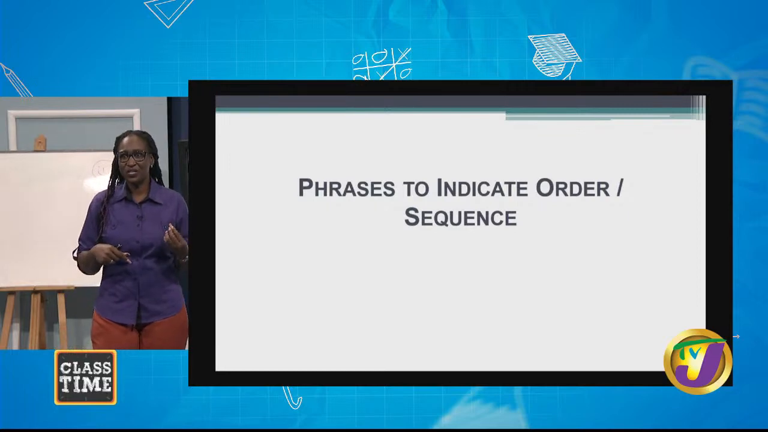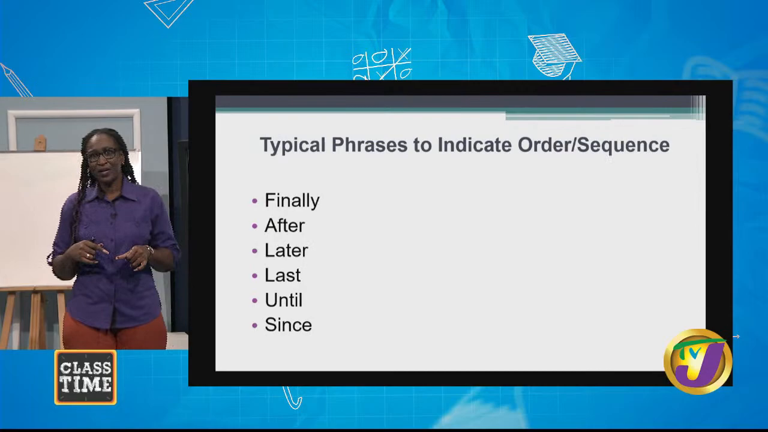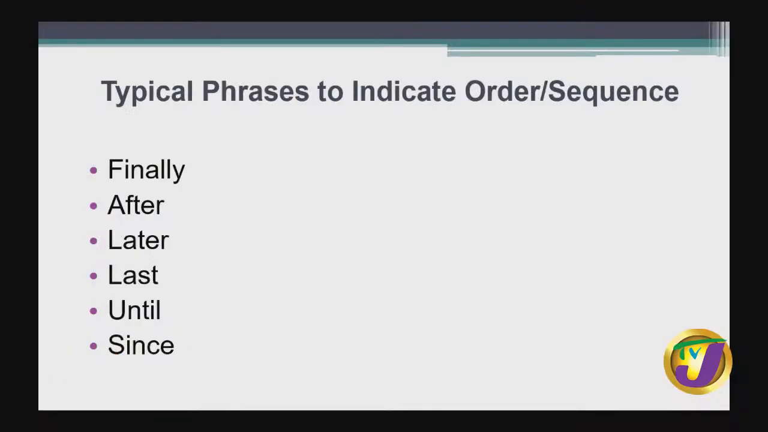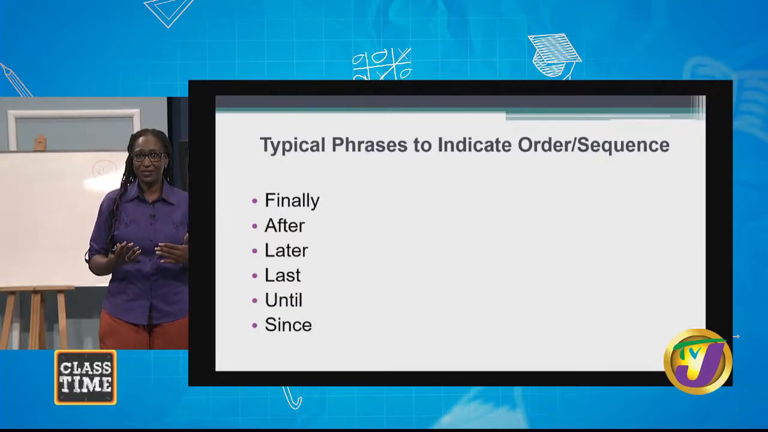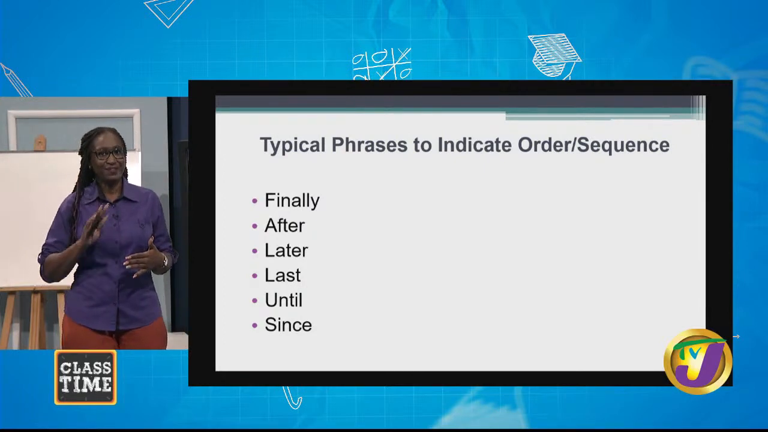So phrases to indicate order or sequence. Now, these are what you would typically use. Finally, after, later, last, until, and since. So these are fine as they are. However, you want to remember, you want to make sure you make your writing a little more interesting. So look at these examples of what you could do instead.